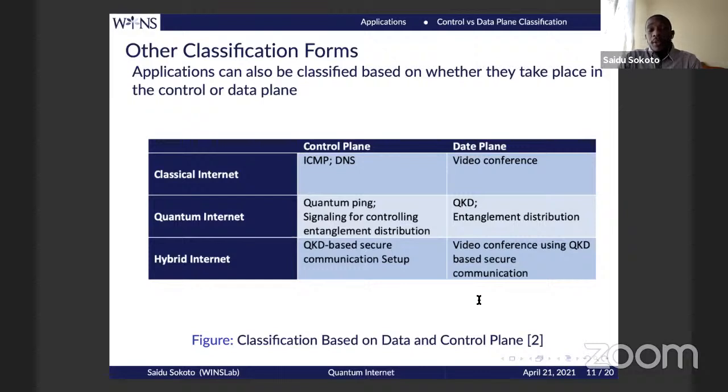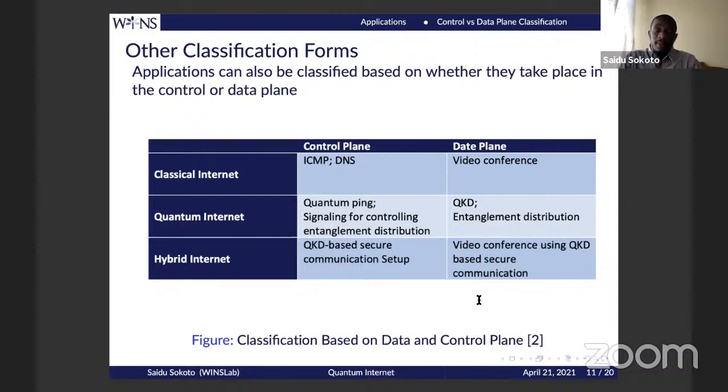So if we're talking about a purely quantum internet that's not connected to the internet we currently use, we can have a quantum ping, which might be used to test whether two nodes are connected to each other. This is a task, of course, in the control plane. We can also have signals for controlling entanglement distribution.